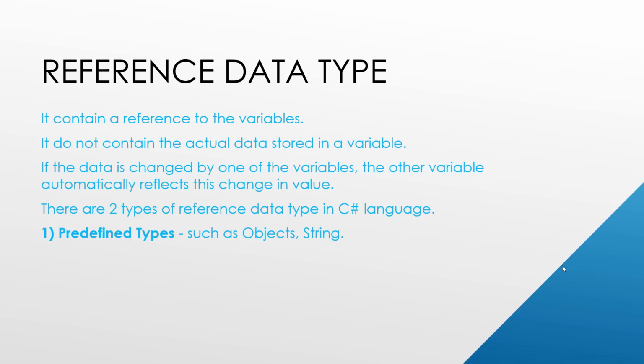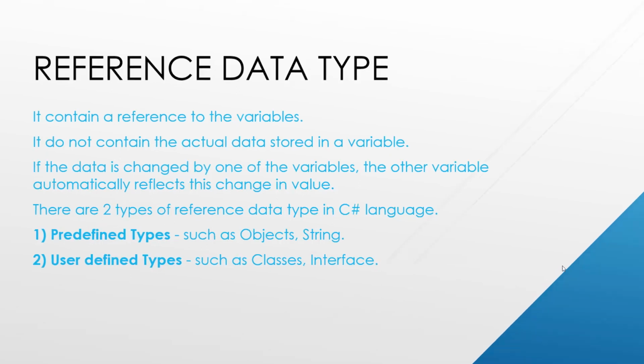Okay, there are two types of reference data type in C# language. One is predefined data type such as object, string. We already have this. We don't have to create the string data type or the object data type, right? The other is user defined data type such as class. We can create the class, create the interface. So it is called user defined data type because we are defining this data type. But object and string we are not going to define, they are already defined, we just have to use them.